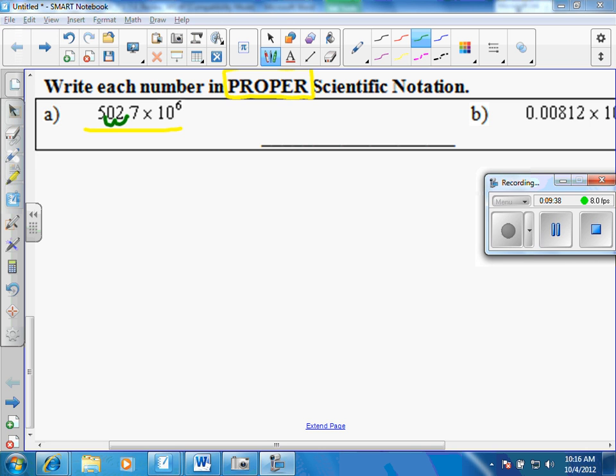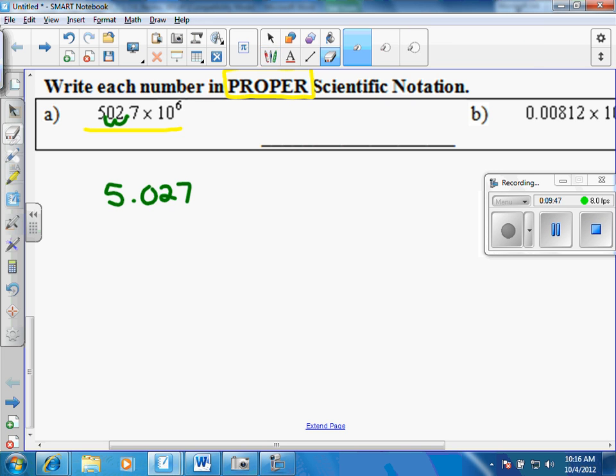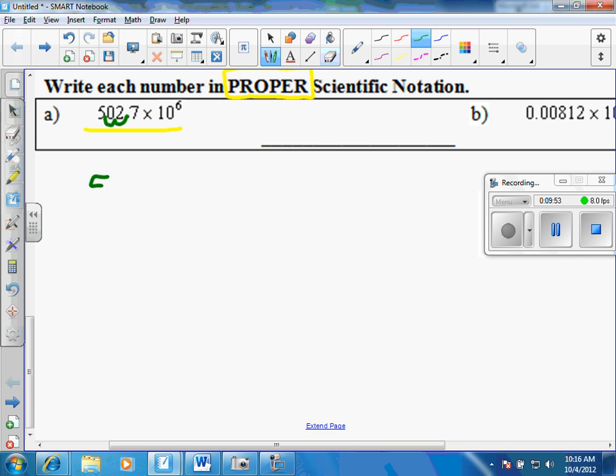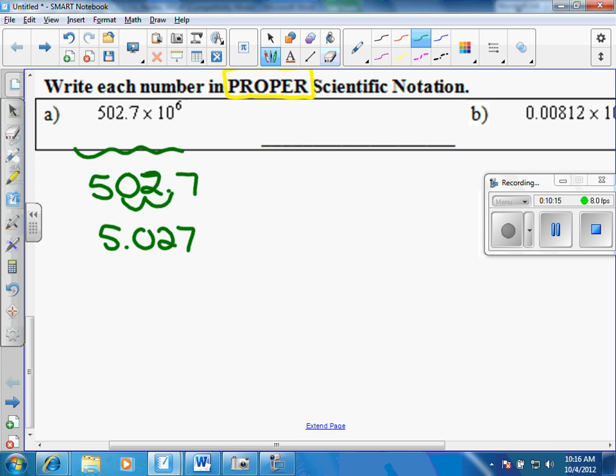So let's think about a different problem, okay? If I had 5.027, oh, that's not what I mean. If I had, let's try that again. If I had 502.7, and I wanted to do this, so it's a little bit different problem. This becomes 5.027. Now you have to move it over. So what number am I going to have here?